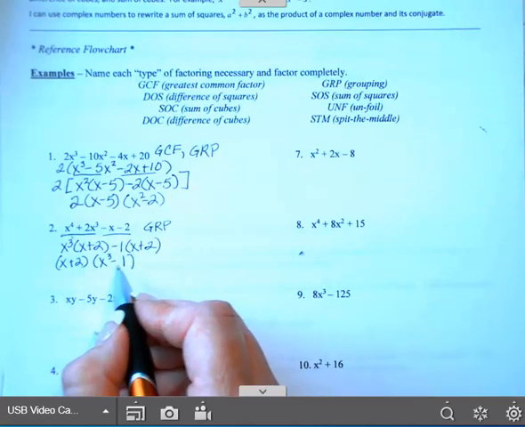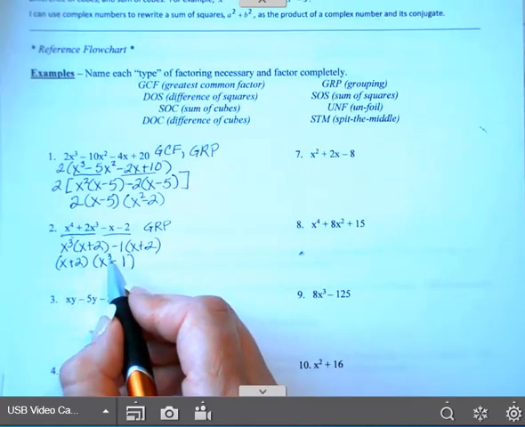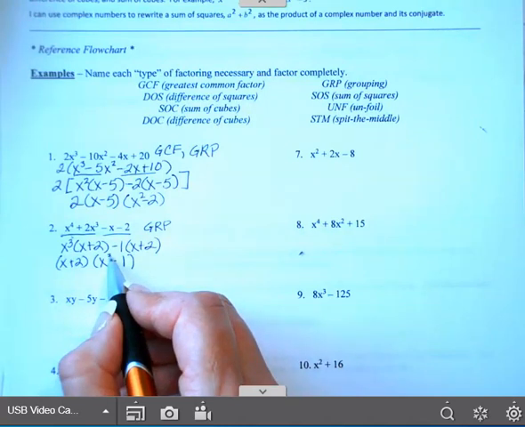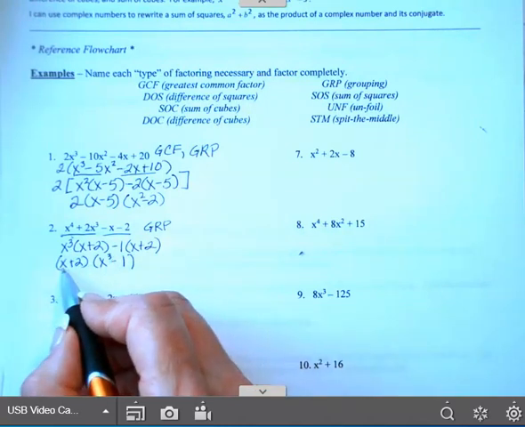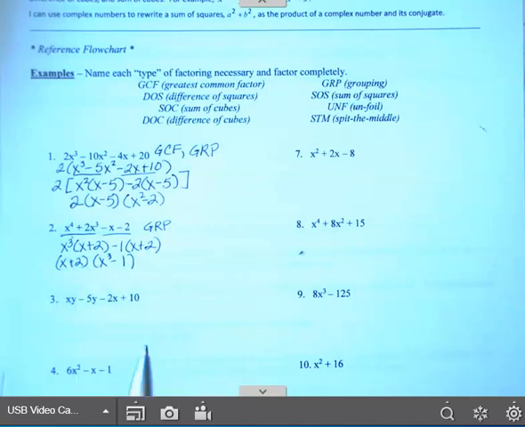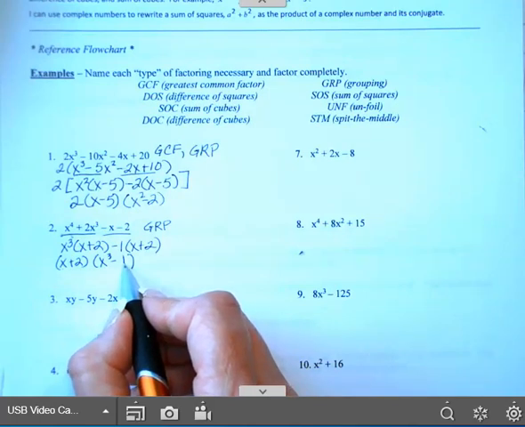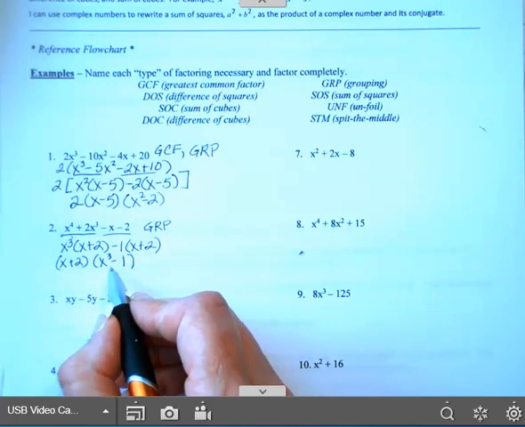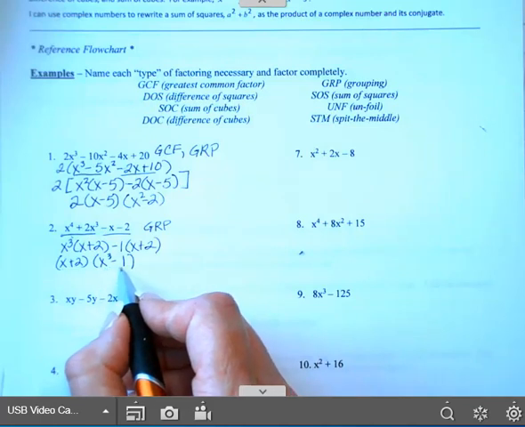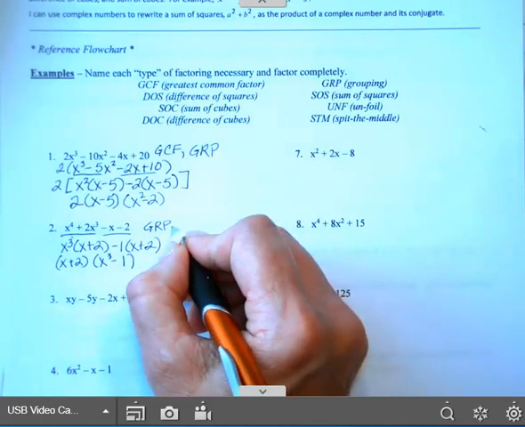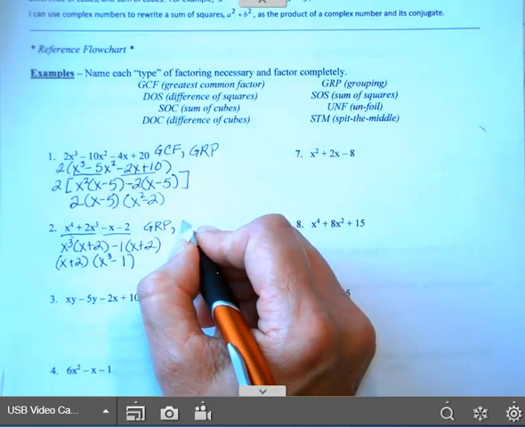X cubed minus 1 might go further because this has a 3 as a degree. This is a linear term, so once it's a linear factor, you're done factoring it as long as you got the greatest common factor out. On this one, there are 2 terms. It's not a sum or difference of squares, but it is a difference of cubes on that one. So difference of cubes.